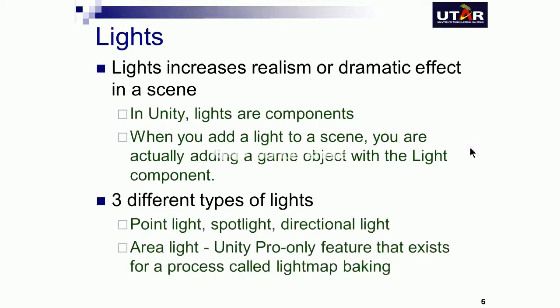There are three different types of lights: point light, spotlight, and directional light. There's also a type of light called area light, which is used for a process called light map baking, but this is only available in the professional version of Unity. Since we are using the free version of Unity, we will only work with these three different types of lights: point light, spotlights, and directional lights.